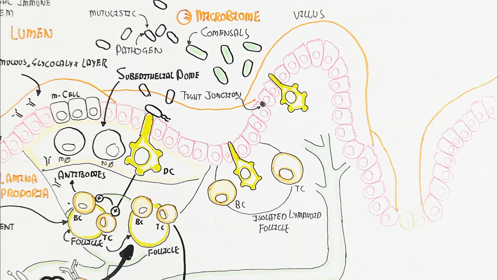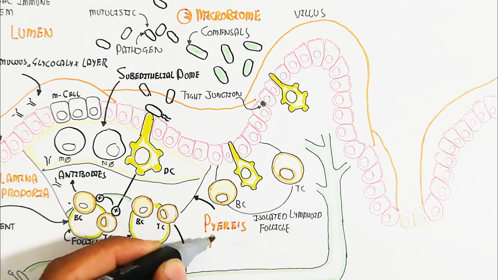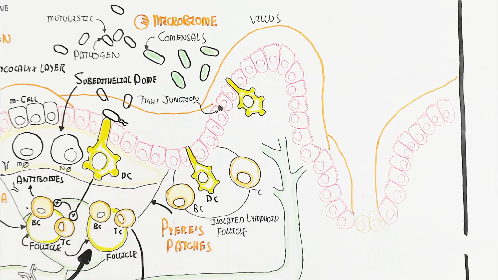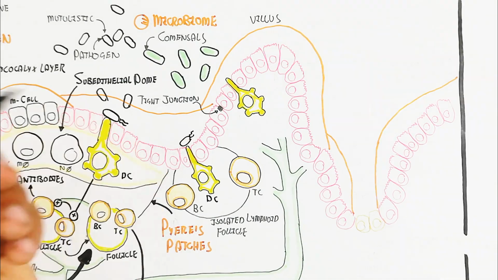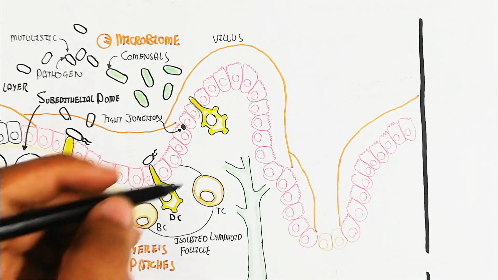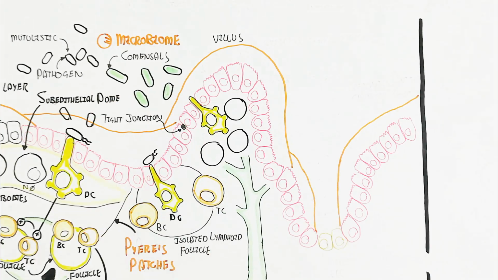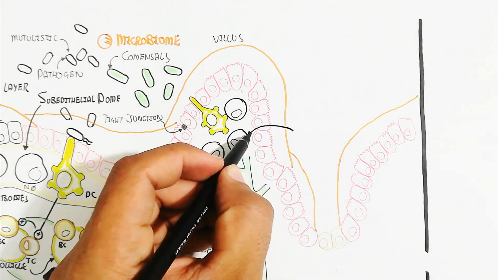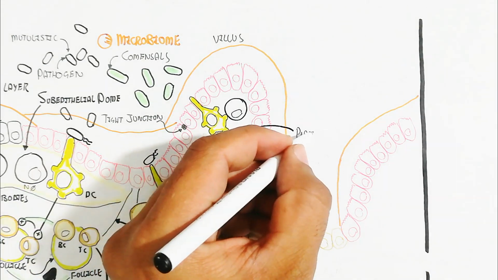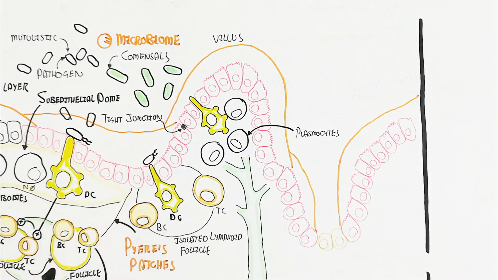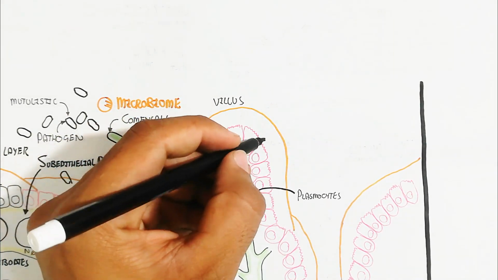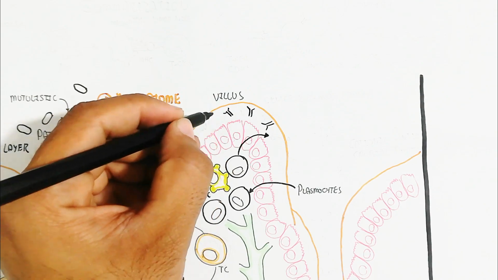Anyhow, this will lead to the production of antibodies, and the plasmocyte basically produces antibodies against the pathogen. This is the Peyer's patches, known as such because it was discovered by Peyer. The dendritic cell will recognize the pathogen and activate the T cell in the isolated lymphoid follicle, and in this way also the B cell and T cell are activated to produce a lot of antibodies.